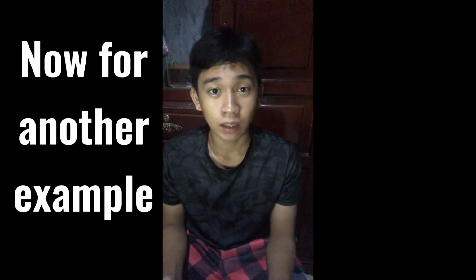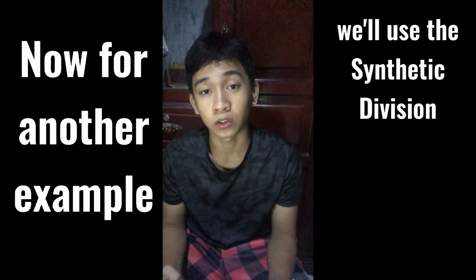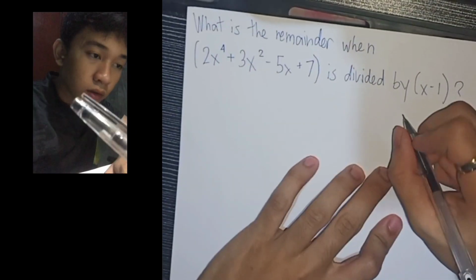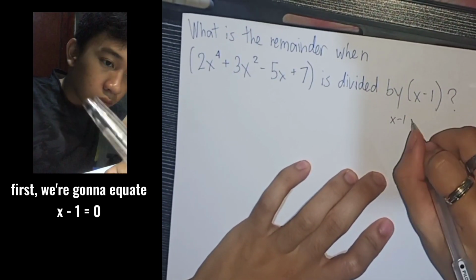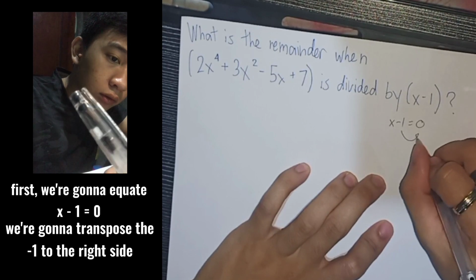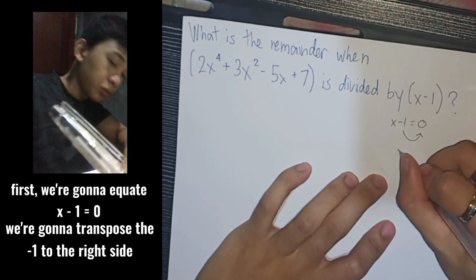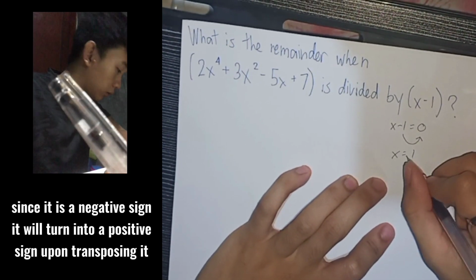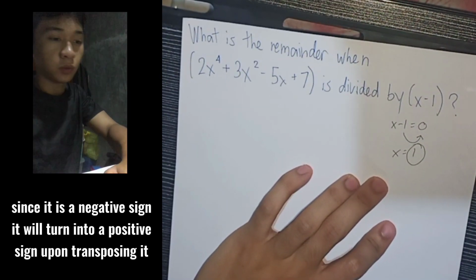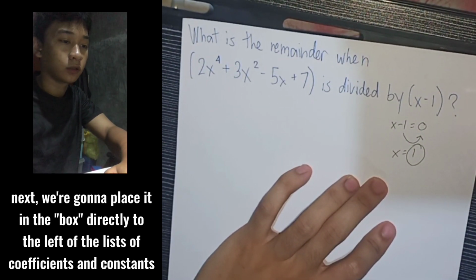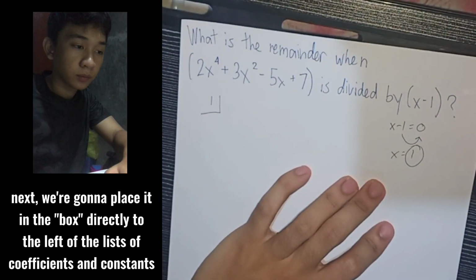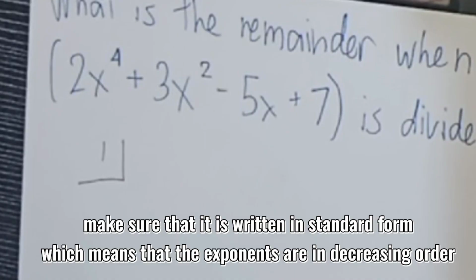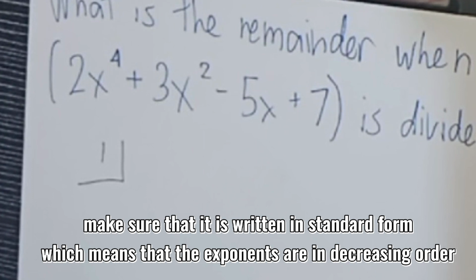Now for another example, we'll use synthetic division to find the remainder. First, we're gonna set x minus 1 equal to 0. We're gonna transpose the negative 1 to the right side. Since it is a negative sign, it will turn into a positive sign upon transposing it. Next, we're gonna place it in the box directly to the left of the list of coefficients and constants. Make sure that it is written in standard form, which means that the exponents are in decreasing order.